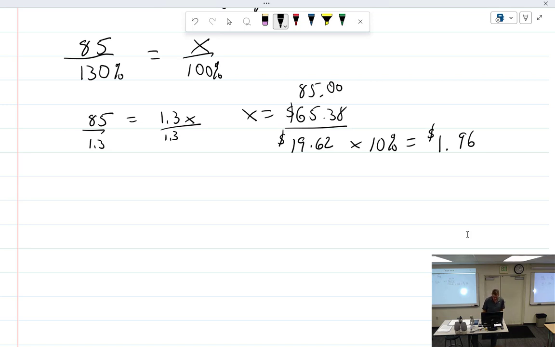But wait, there's taxes involved. If you're on a tax rate of 20%, which would be pretty low, what's left over then? 20% of $1.96. Another way of looking at it is, if you pay the government 20%, how much do you keep? 80%. So times 0.8.